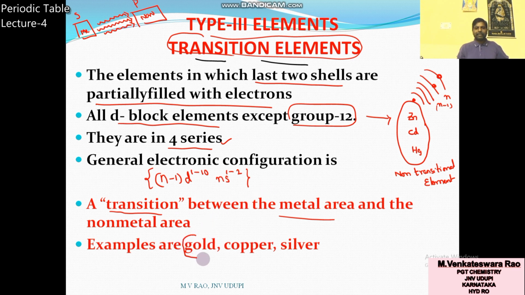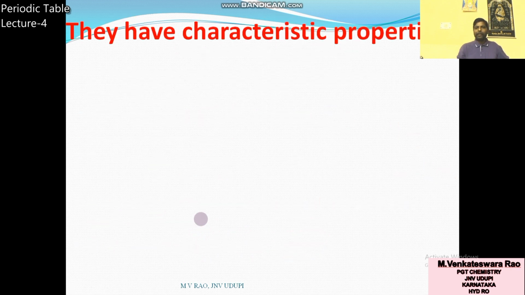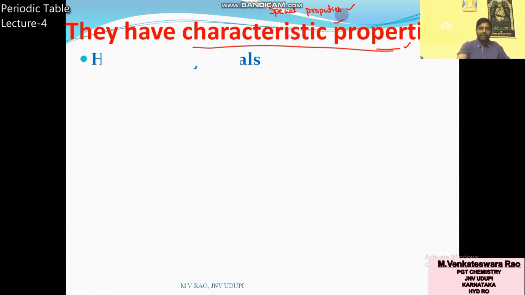What are the examples of transition elements? Gold, copper, silver, platinum, iron. So many metals are there. These transition metals have characteristic properties. That means special properties. It is very important. What are the special properties of transition metals? Characteristic properties of transition metals, nearly 10 properties are there.